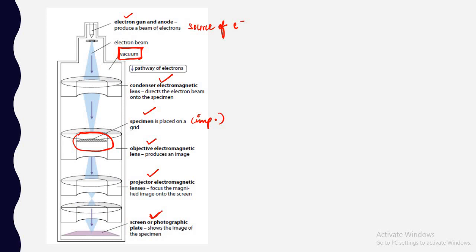So that's one of the reasons why the specimen is dead. There is another reason which is related to the specimen preparation, which we will discuss. So one of the reasons why the samples are dead is that this whole system is placed in a vacuum, so that air particles will not collide with the electron beam and produce a false image.